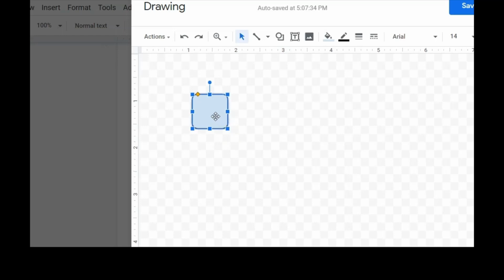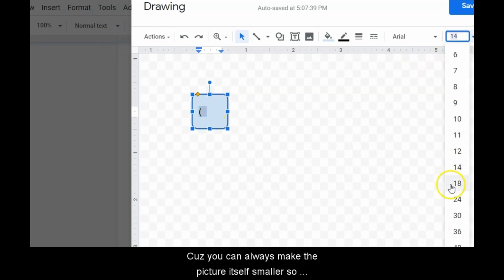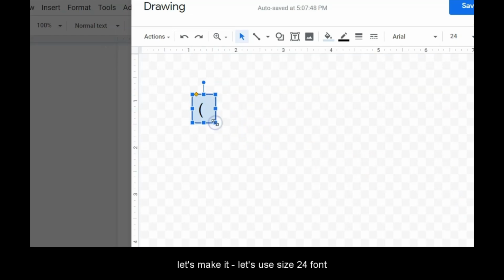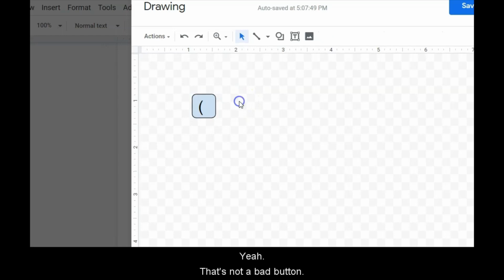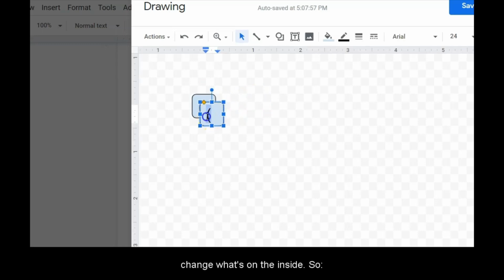I would like to make it a square. And you just type, oh, there's my parentheses. Maybe I'll make it bigger, because you can always make the picture itself smaller. So let's use size 24 font. Yeah, look at that. That's not a bad button. So I can click on it and then Control-C to copy it, and then I can paste it and change what's on the inside.